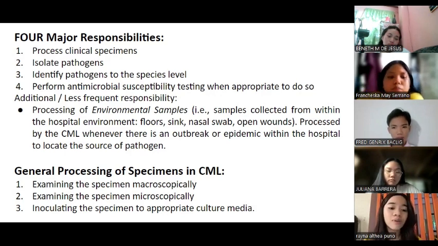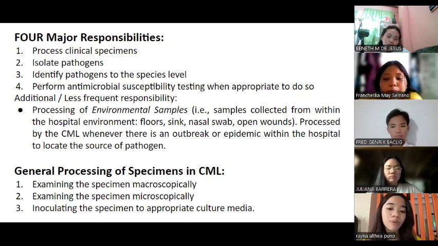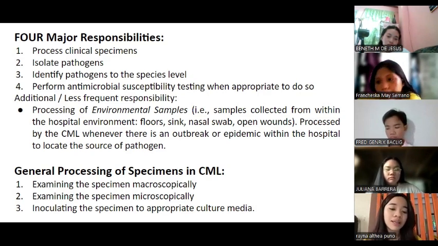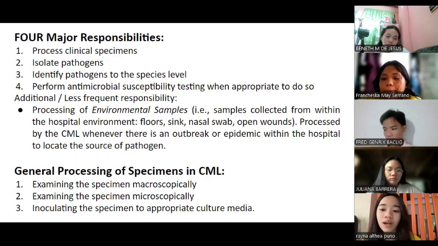An additional or less frequent responsibility is processing of environmental samples. Samples collected from within the hospital environment, floors, sink, nasal swab, open wounds, are processed by the CML whenever there is an outbreak or epidemic within the hospital to locate the source of the pathogen. So for the general processing of specimens in CML, first is examining the specimen macroscopically.